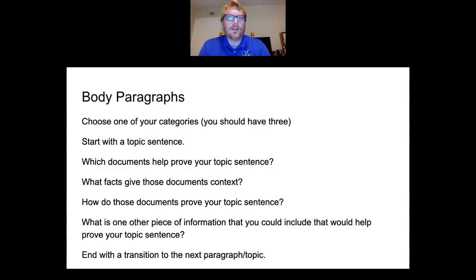Then think about what documents you read that would support that little mini claim, that topic sentence. Then add in contextual facts to give relevancy and to give situation to those documents. Then make sure that you're explaining how the documents prove your topic sentence. Finish it all off with another piece of information, one that was not found in the documents, that also proves your topic sentence, and then transition to the next paragraph. If you can check off these elements in any body paragraph, you're going to get your max points. And that's really what we're trying to do here.